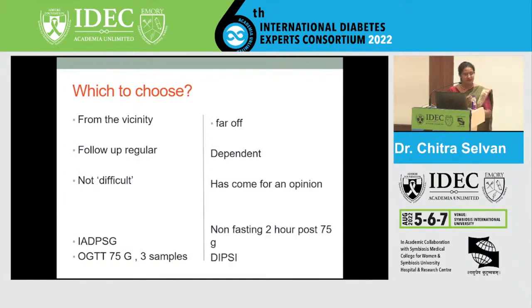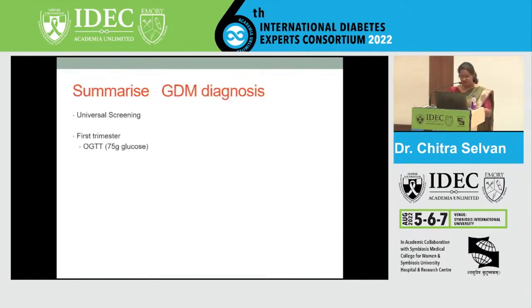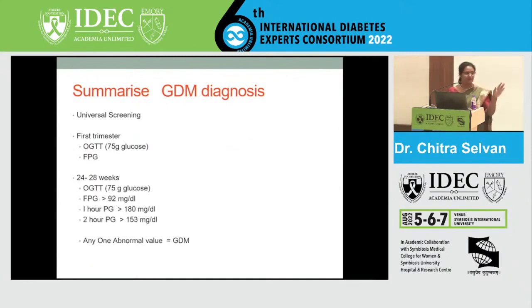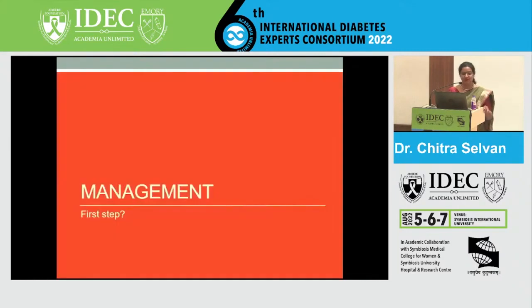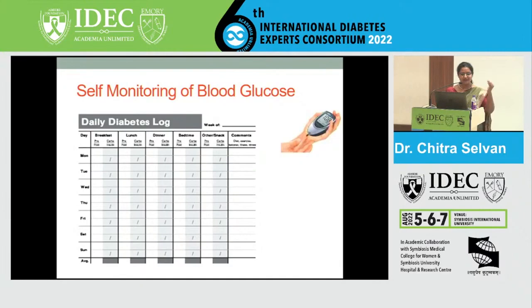Management, what should be the first step of management? The good thing about GDM management is that almost 80 to 90% of women in clinical practice can be managed just with lifestyle changes. So the first step in management is to first monitor sugars, identify where the sugars are rising, and then advise medical nutritional therapy.